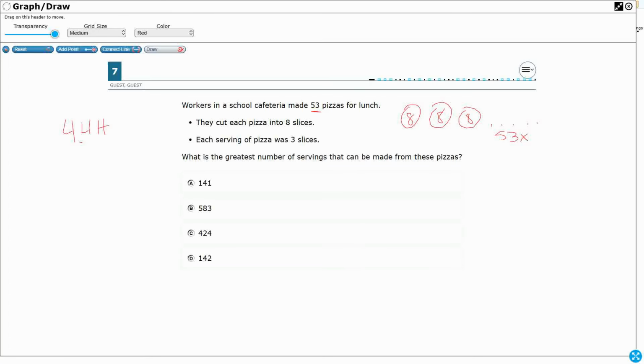So first off, I want to figure out how many slices do I have? Well, I've got 53 pizzas, 8 slices each. I'm going to multiply those two. So 53 times 8.